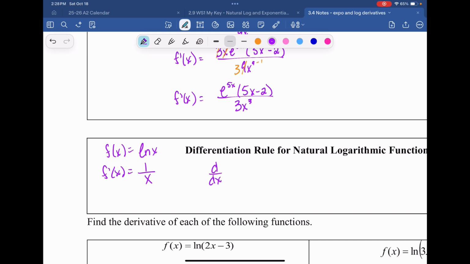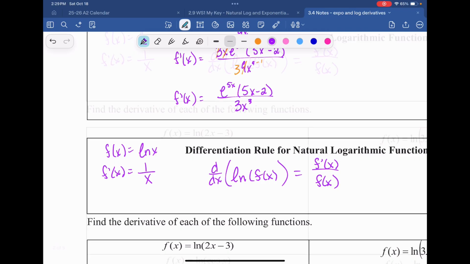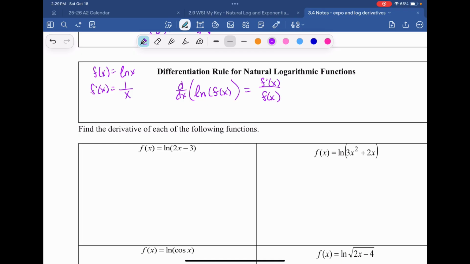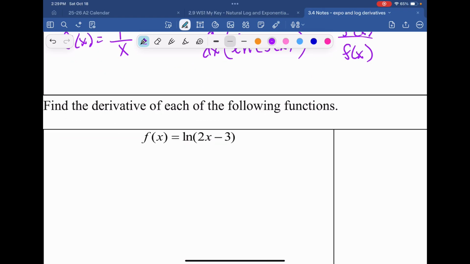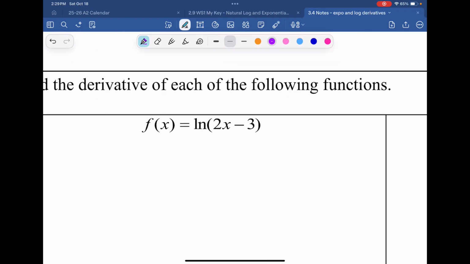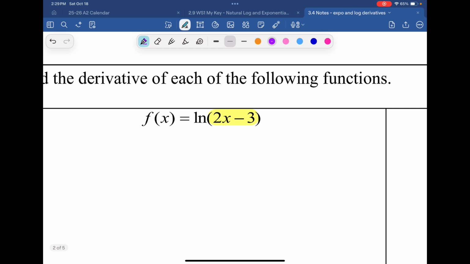So d dx of the ln of f of x equals f prime of x over f of x. All right, so just in case you're kind of struggling with what the f of x is, the f of x is your argument. So it is whatever is inside your parentheses for your natural base log. All right, so f of x represents your argument.